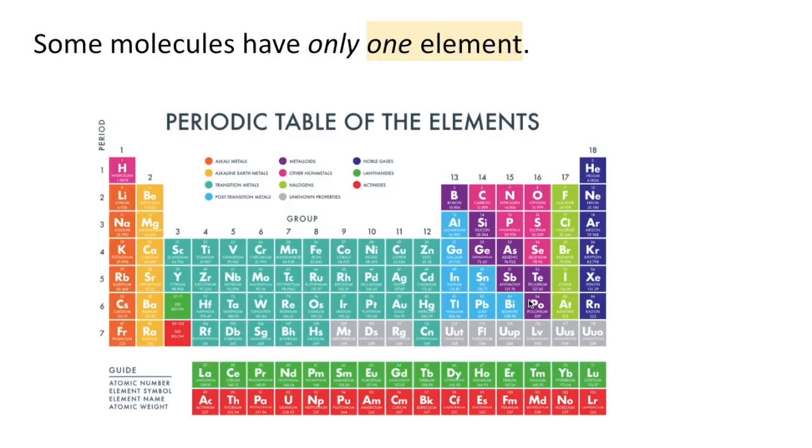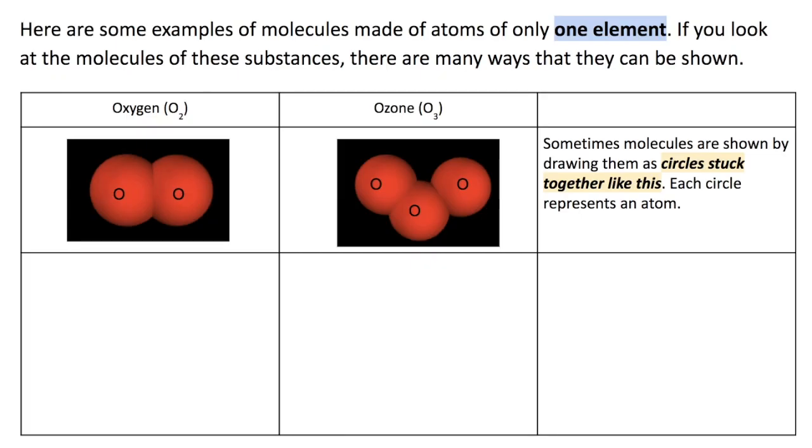Some molecules have only one element. Let's look at some molecules that are made of the element oxygen. If you look at the molecules of these substances, there are many ways they can be shown. Sometimes the molecules are shown by drawing them as circles stuck together like this. Each circle represents an atom. So here we have 1, 2 oxygen atoms, and here 1, 2, 3 oxygen atoms.